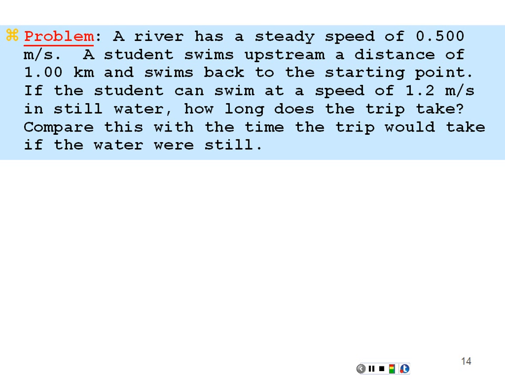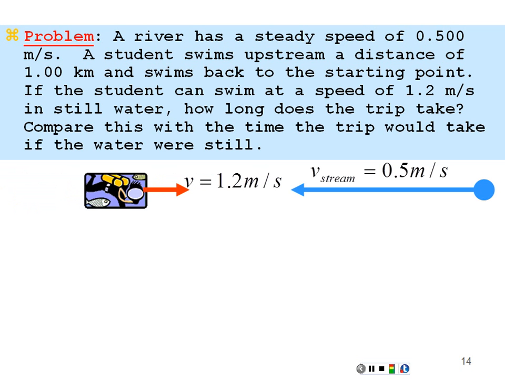So we have the student swimming at 1.2 meters per second. And to start with, we're swimming against the stream, which is at 0.5 meters per second. So the combined velocity will be 1.2 minus 0.5, or 0.7 meters per second. We have to give a little bit of incentive to move fast here. Yeah, okay. So we have a shark on the tail.